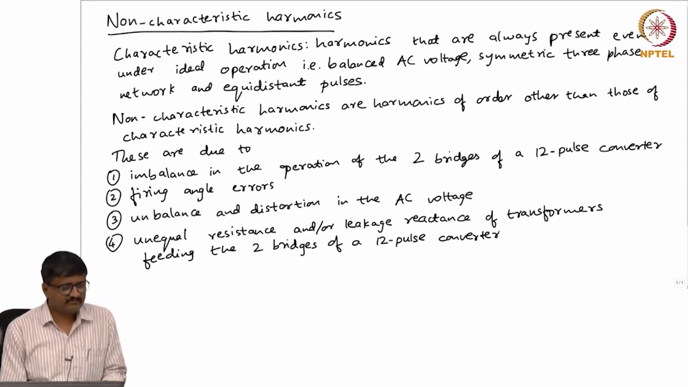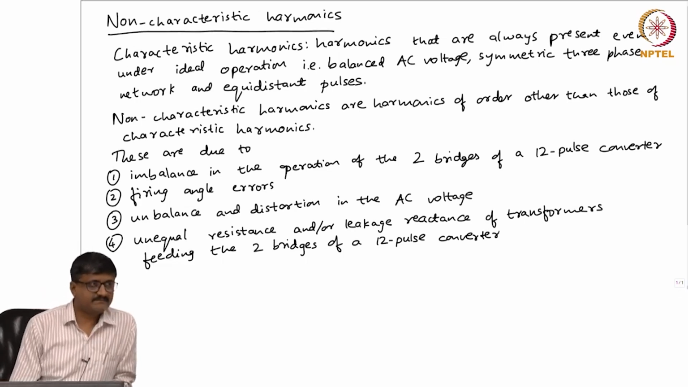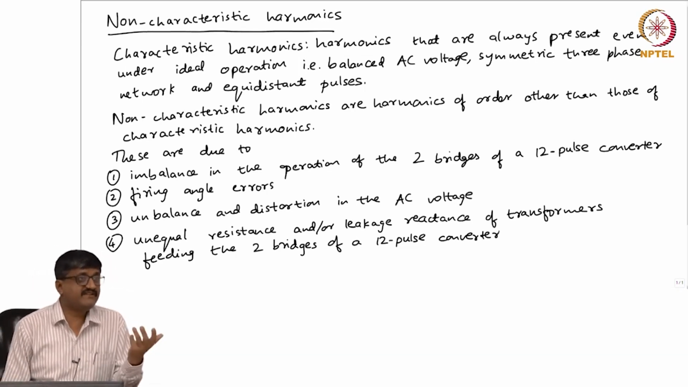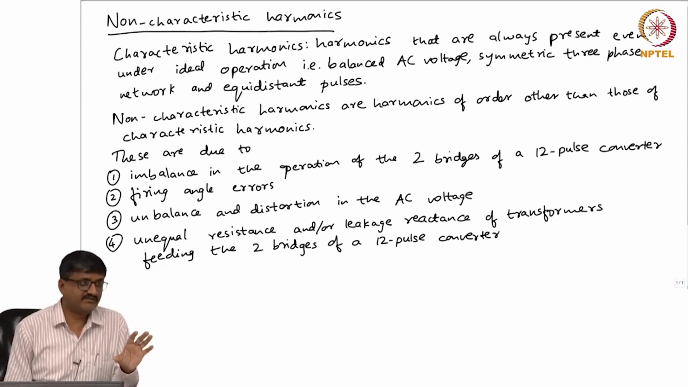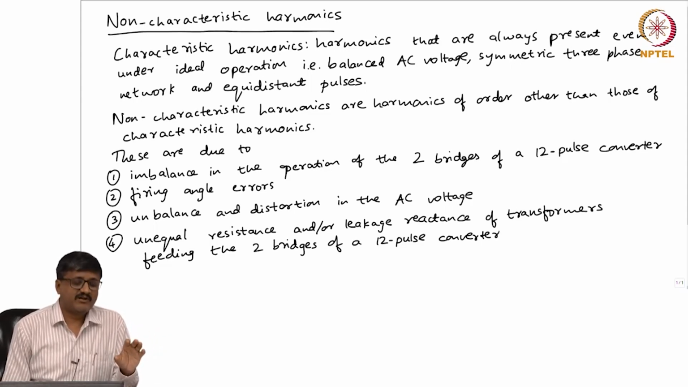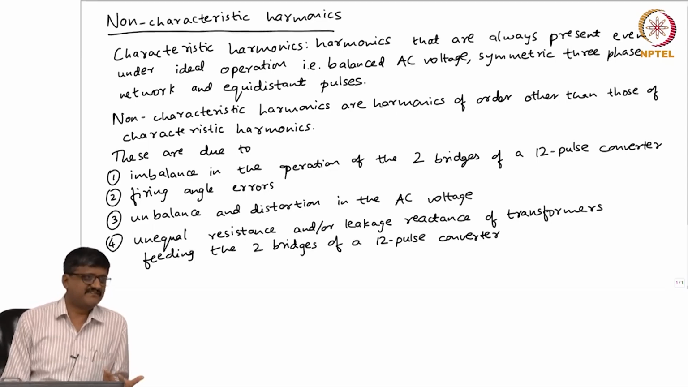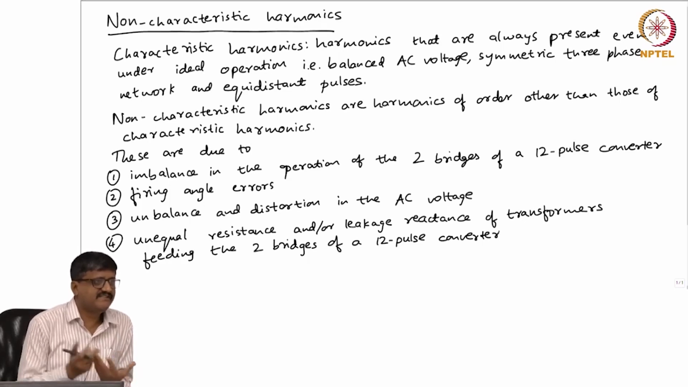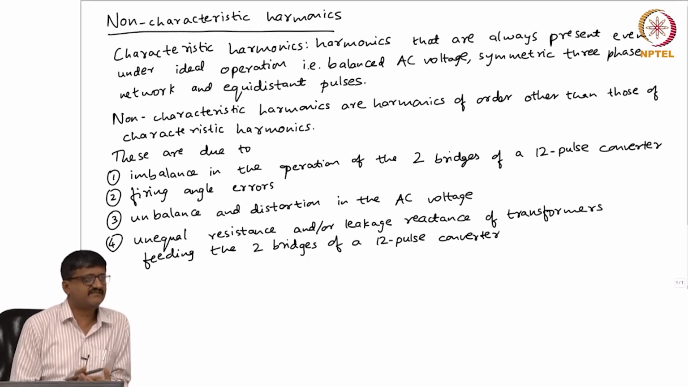One is you are saying that non-characteristic harmonics are those which are of other order than the characteristics. Is it possible that we have the same order and the same order also may have a change in the magnitude? Yes, that is also there. By definition, we call non-characteristics as those harmonics of order which are ideally not there, but they just come up because of these reasons.